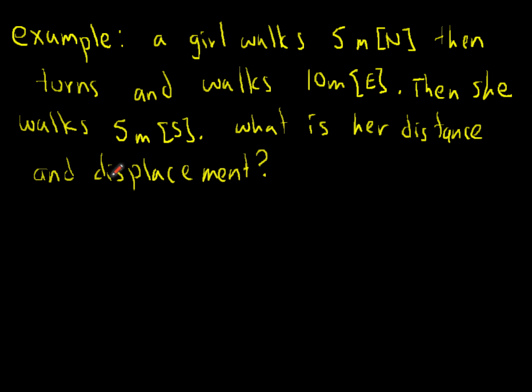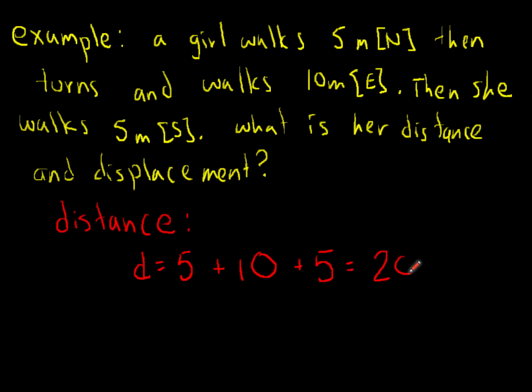We'll start with distance because it's easy. Distance is a scalar. And because distance is a scalar, we can just add the numbers together. 5 plus 10 plus 5 equals 20 meters. We don't have to worry about direction.